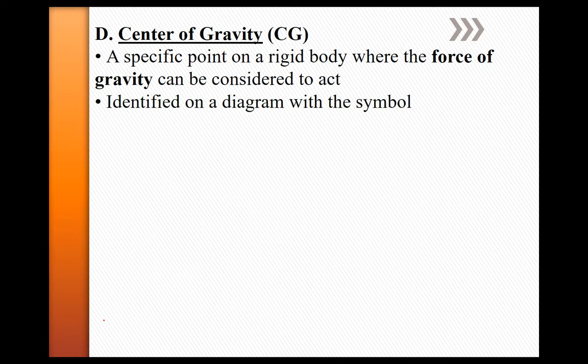We identify this on a diagram with a symbol that's a little bit different. So instead of doing an X for the center of gravity, what I would do is I would do a cross, kind of like a crosshair. Then you shade in the bottom left region, and then you shade in the top left, top right region, and we label that as being CG.